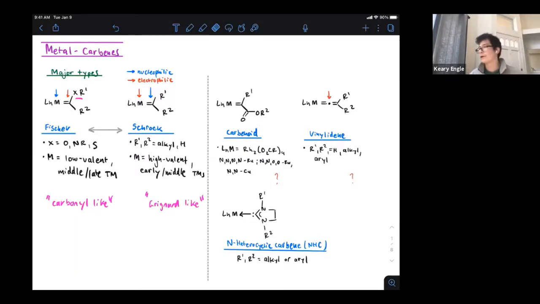And then there are three other types of metal carbenes here. In terms of electron counting, all of these would fall into the general Fischer category. And I'll come back to this explicitly later.